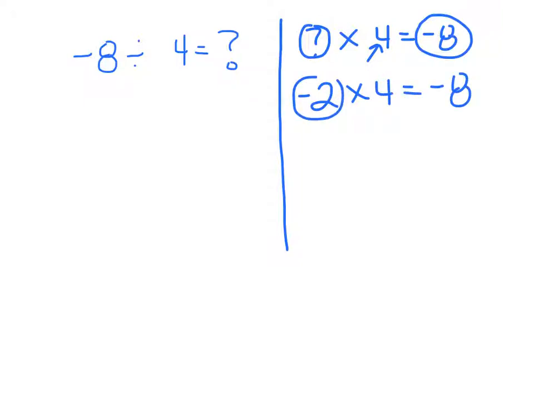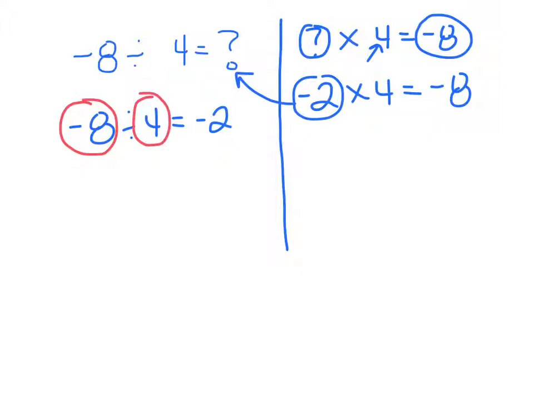So negative 2 times 4 would equal negative 8. If I put negative 2 in for my question mark back in the division problem, negative 8 divided by 4 has to equal a negative 2. So I have a negative number divided by a positive number, and I get a negative answer. The signs were different, and when the signs are different, I end up getting a negative answer.